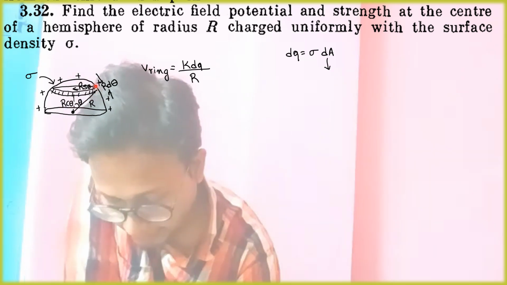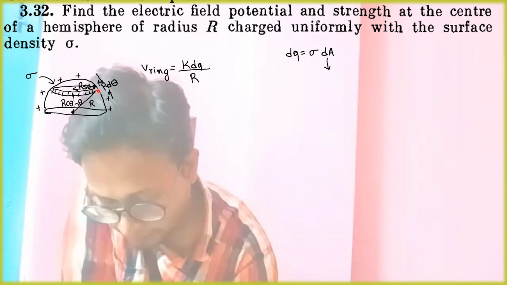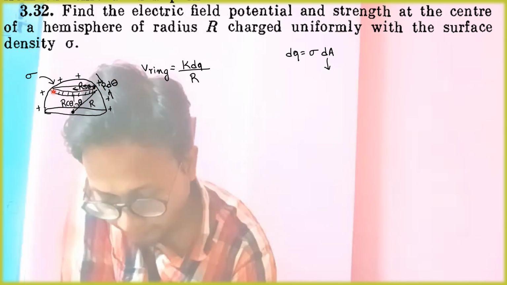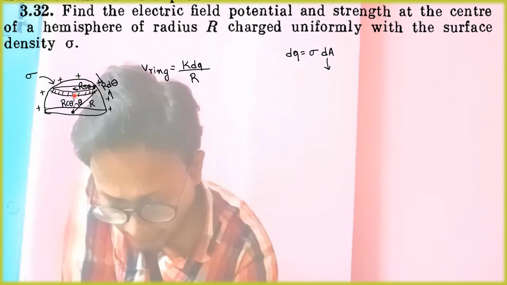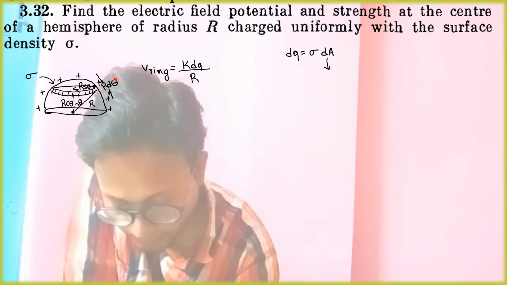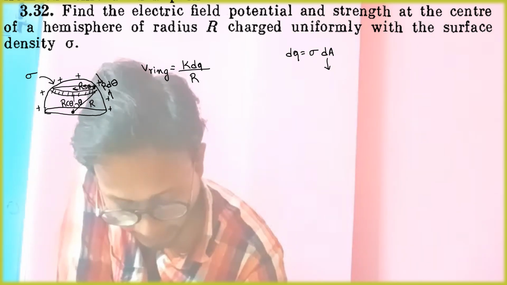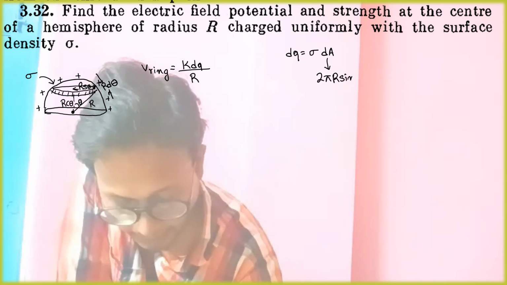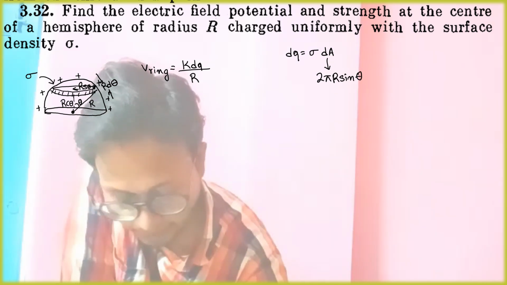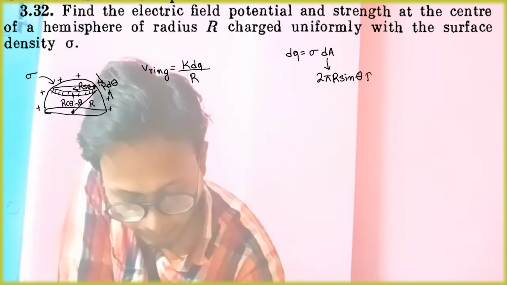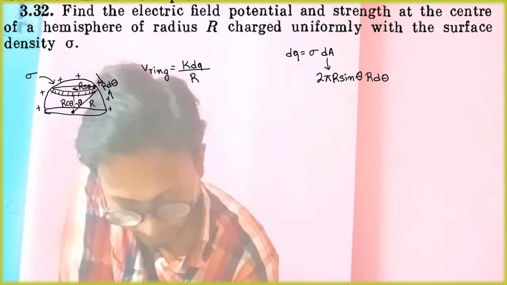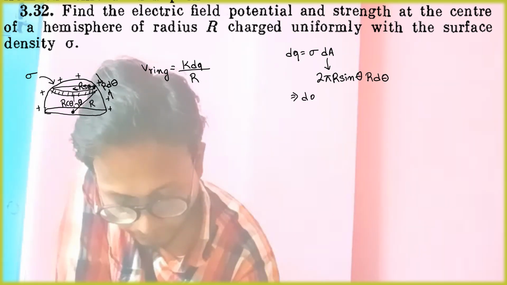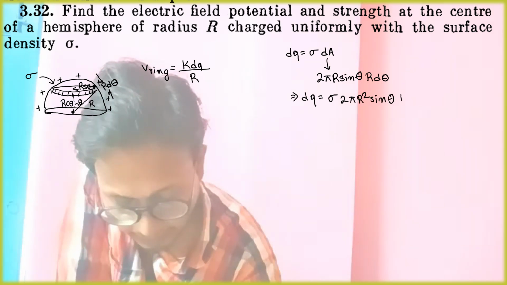If this angle is theta, this much angle is nothing but d theta, no? So this much distance would be nothing but R d theta. Perimeter of the ring is nothing but 2 pi R sin theta. So the area of the elemental ring is 2 pi R sin theta, that is the perimeter, into the thickness R d theta, isn't it? Or dq is equal to sigma into 2 pi R square sin theta d theta.